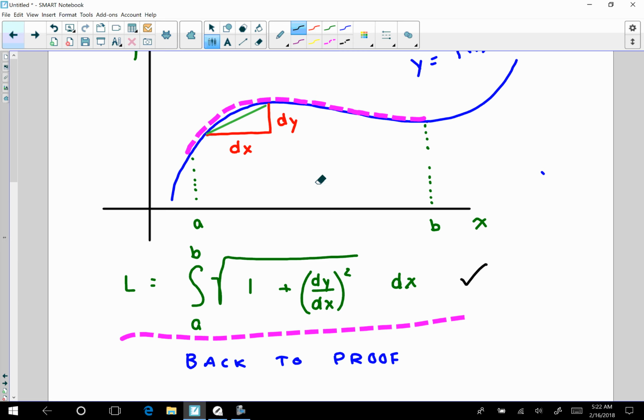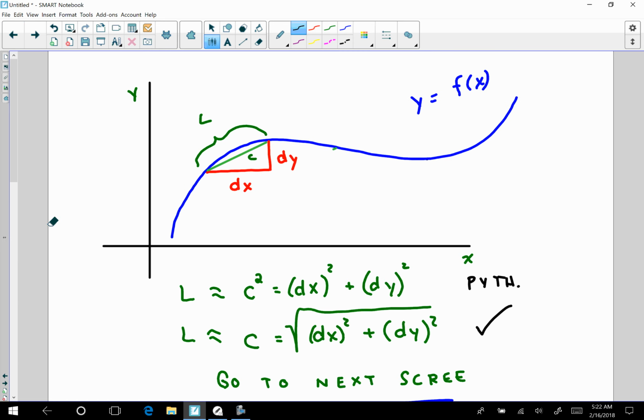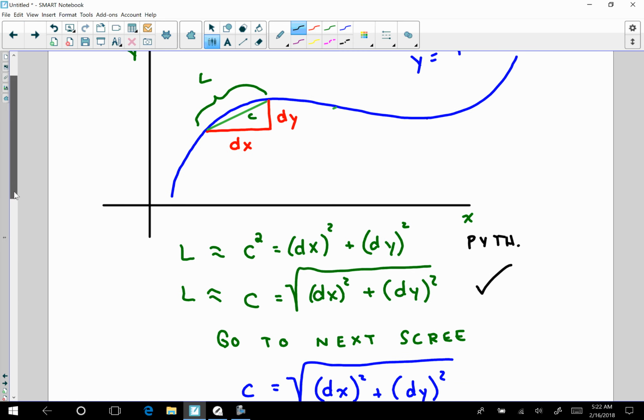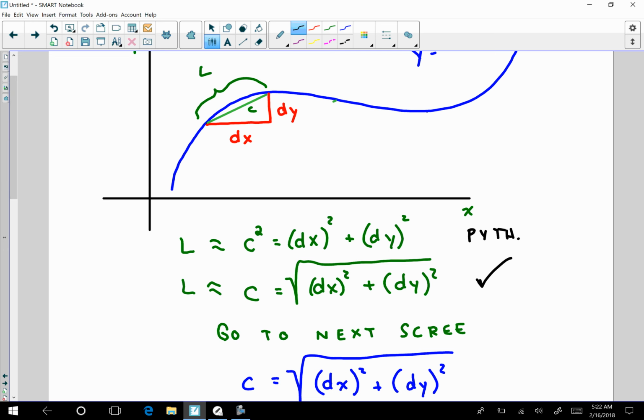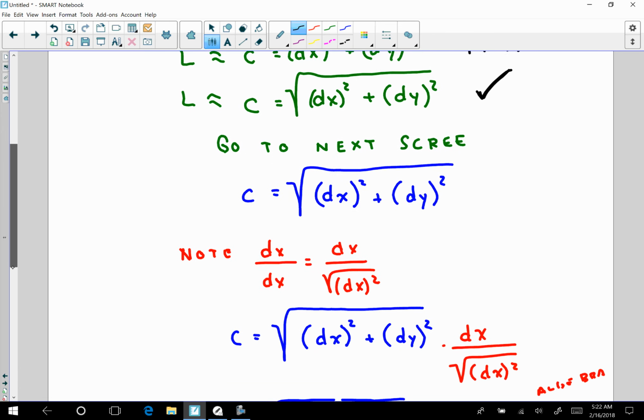So I'm going to go back to that slide, back to where I was, and I'm going to go back to this statement right there, where c is equal to the square root of dx squared plus dy squared. I have copied it again, and now look what I'm going to do.